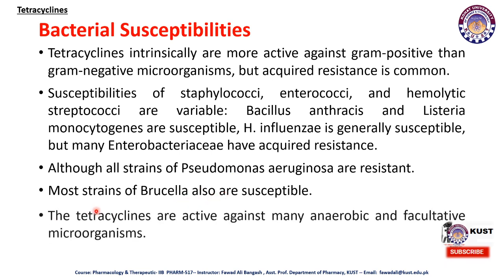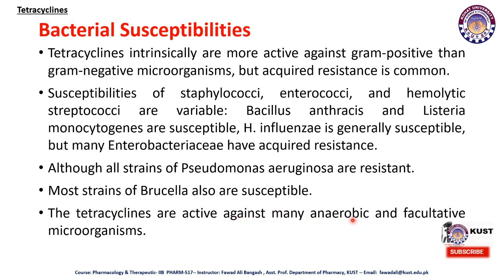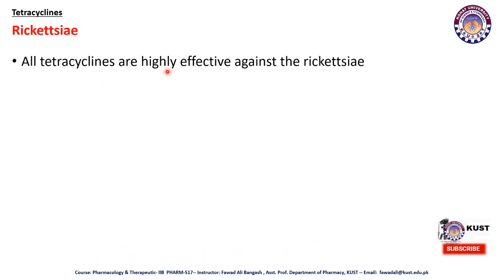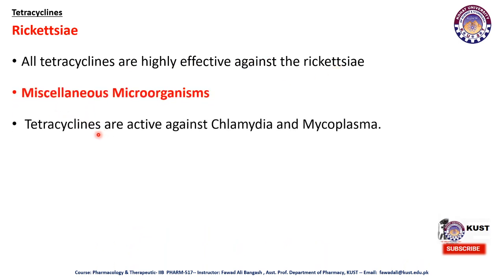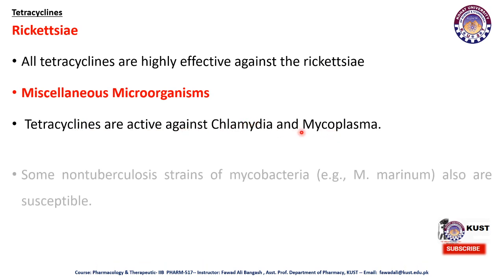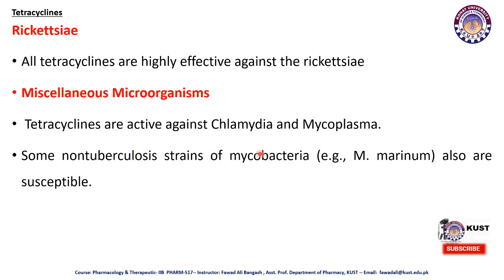The tetracyclines are active against many aerobic and facultative organisms. So they have a broad spectrum and activity against multiple microorganisms. Rickettsia: all tetracyclines are highly effective against Rickettsia. Miscellaneous microbes: tetracyclines are also active against chlamydia and mycoplasma. Some non-tuberculous strains of mycobacteria, like Mycobacterium marinum, are also sensitive to tetracyclines.